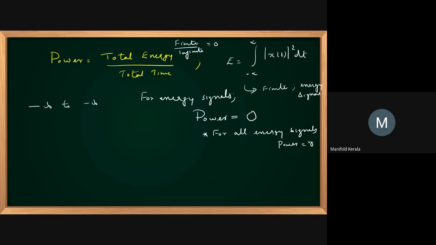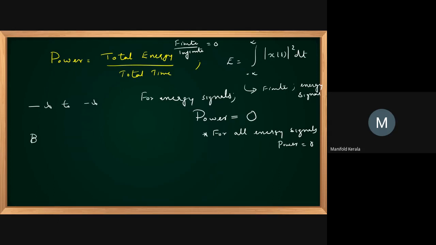It simply comes from this condition because energy signals means energy should be finite. Anything finite divided by infinity will be 0. Naturally, power will be 0. So when will you have a non-zero power? Power will be non-zero if and only if the numerator part is equal to infinity, correct?